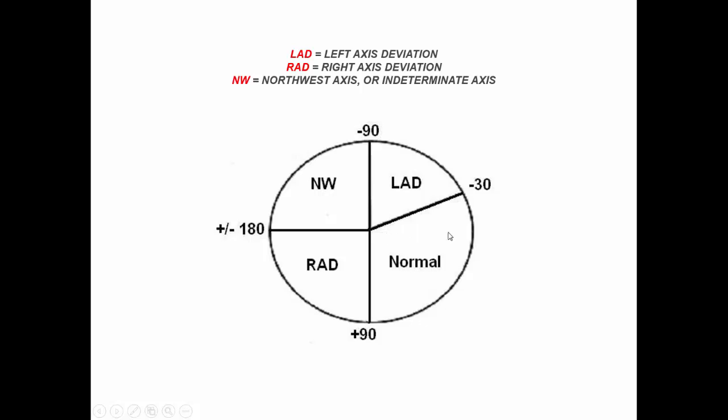So that's why normal is in this range here. If most electricity goes between minus 30 degrees and 90 degrees, then that's normal. If most of it heads over to this side, you get right axis deviation. If most of it heads upwards in this direction, you get left axis deviation. We'll talk more about that in the next slide or two to make this clear, because I know it's not clear yet until we actually talk about how you determine axis in different leads.